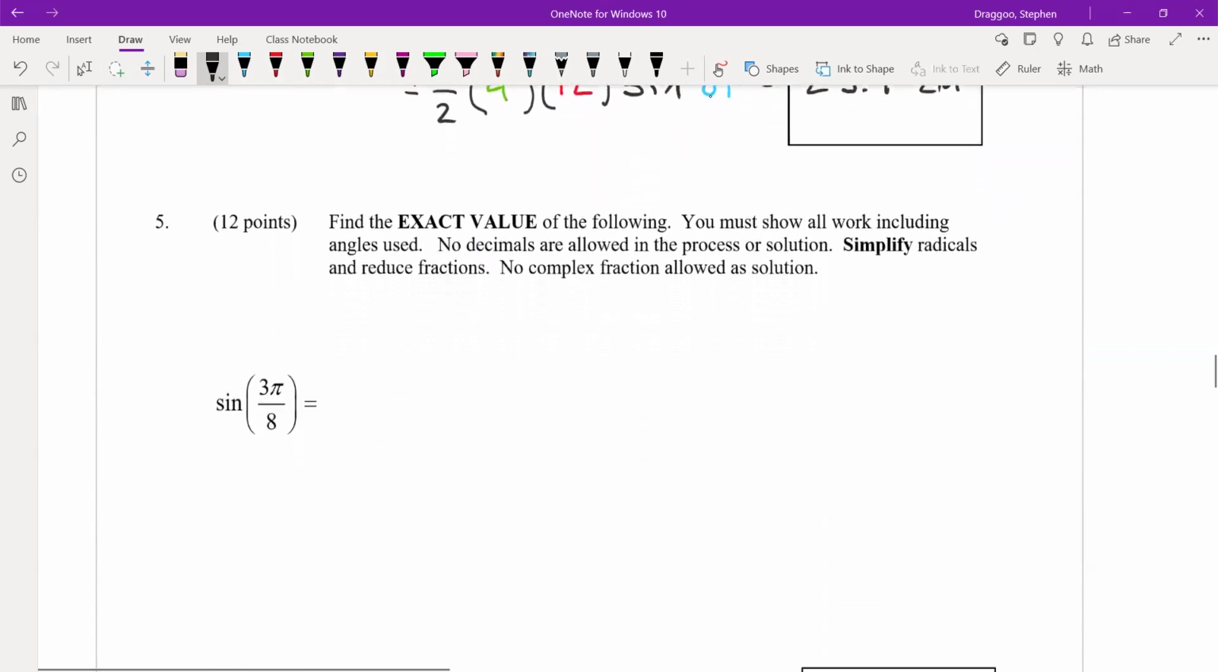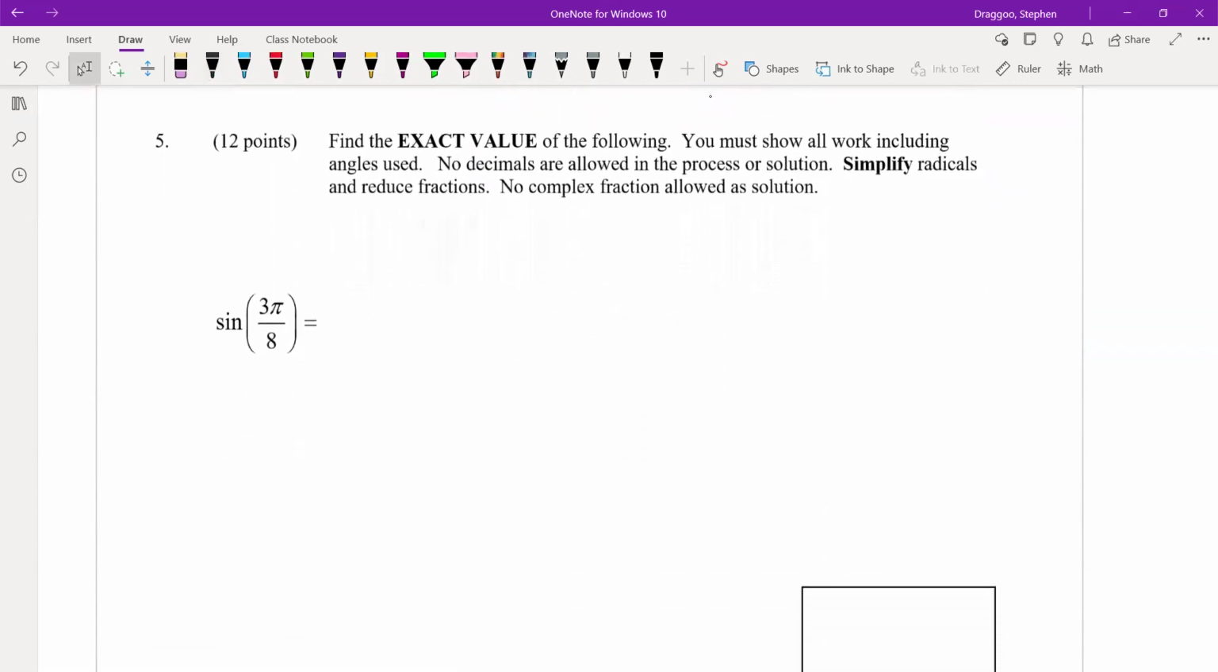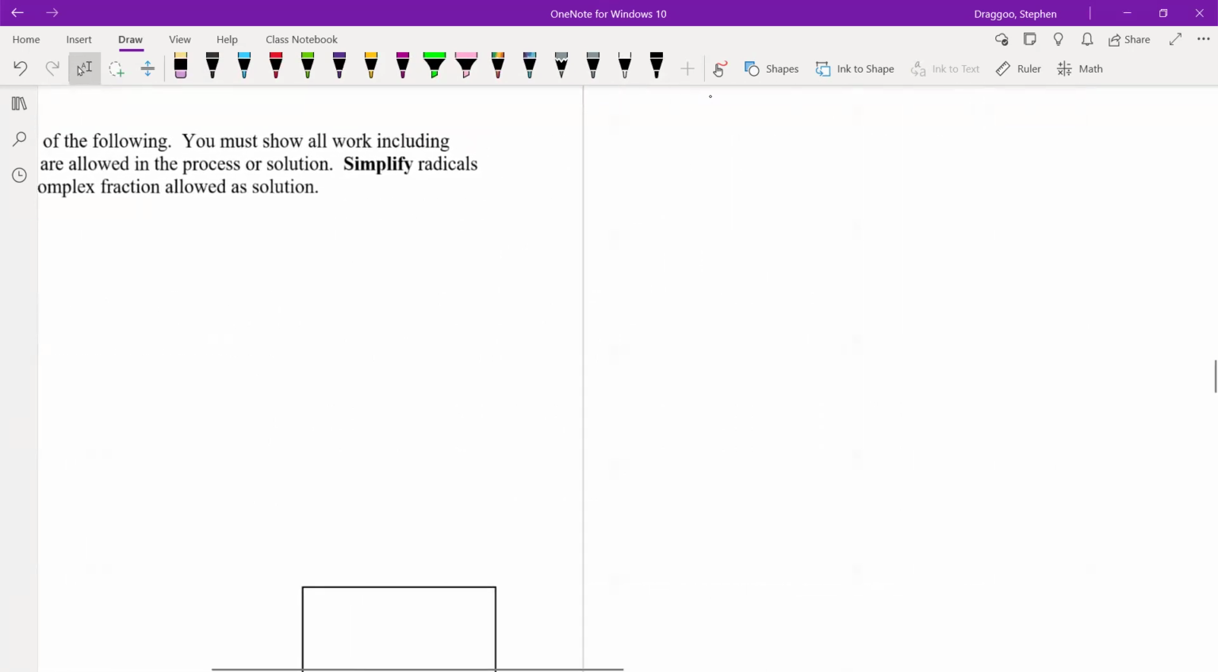All right, let's take a look at the next one. Finding the exact value of sine of 3 pi over 8. That's our goal here. If you've seen some of the notes on the way that these answers come out, I'll just express its form over here on the right.